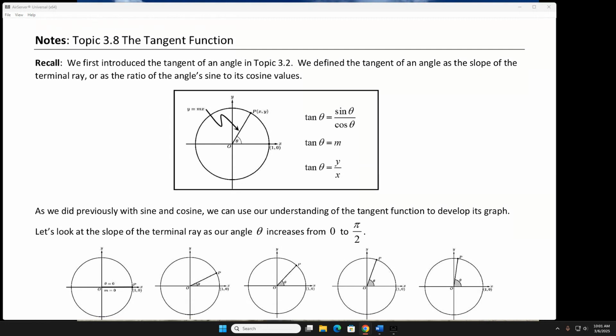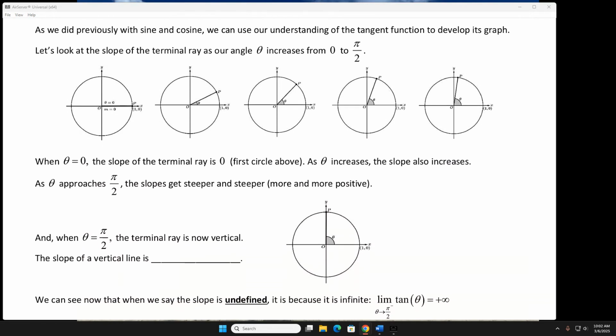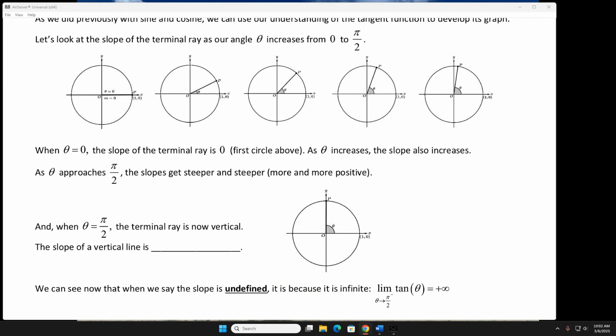Okay, so he just reminded you about all the different ways you can find tangent at the top. And then he went through the angles, the slope of the angles like I did. And then about halfway through on the first page, he says that when theta is pi over 2, the terminal ray is now vertical. And the slope of a vertical line is undefined.